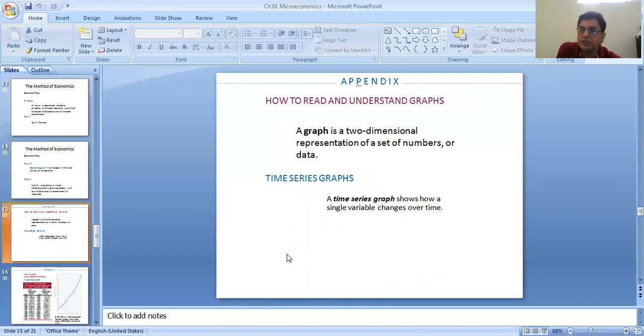How to read and understand the graph? These are the more important things. A graph is a two-dimensional representation of a set of numbers or data. A time series graph shows how a single variable changes over time.